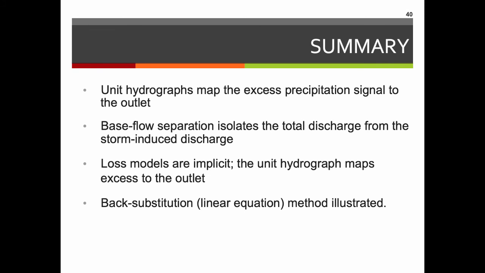Just to summarize, unit hydrographs map the excess precipitation signal to the outlet. Baseflow separation, if necessary, is done ahead of time. That isolates total discharge from the storm-produced discharge. Loss models are implicit in this method, so it's implied that losses have already been accounted for. And the unit hydrograph only operates on the excess to the outlet. Back substitution, or the linear equation solution method, was illustrated to obtain a unit hydrograph. So as it is, we're only part way there. We only have a way to get the unit hydrograph from data.